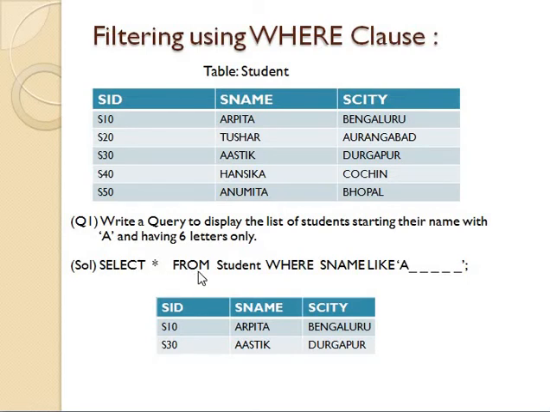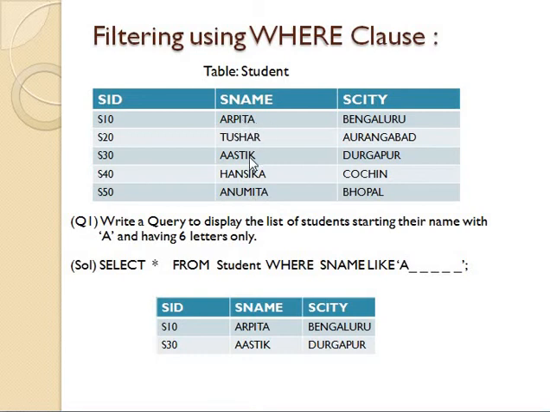As a result, this query, select * from student where SName like A and then 5 underscores, shall show the details of each of these students with their column names SID, SName, and SCity as shown in the output table. But the student names should start with the letter A and it should comprise 6 letters only. That's why, based on this original table, you can find out the list of students whose names start with the letter A. These are Arpita, Astik, and Anumita.